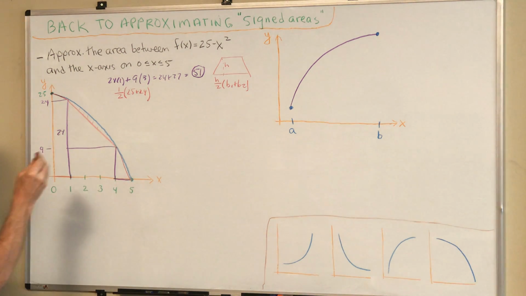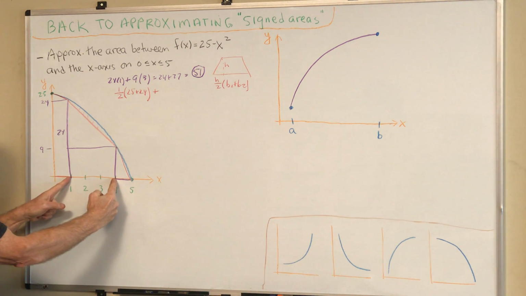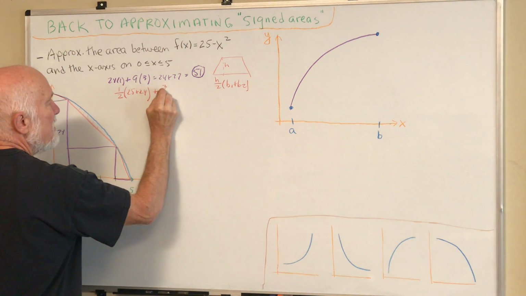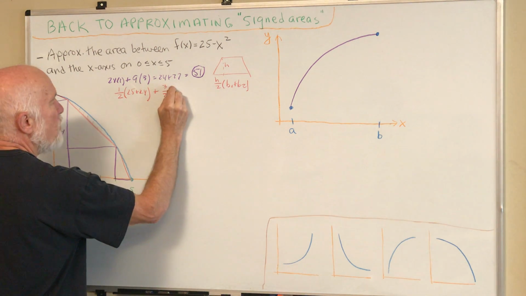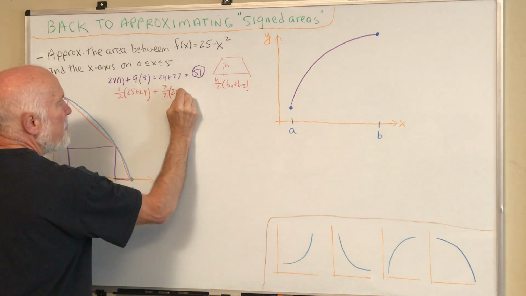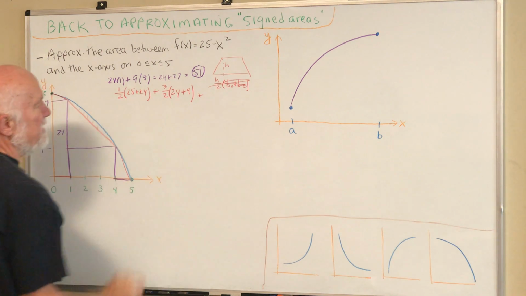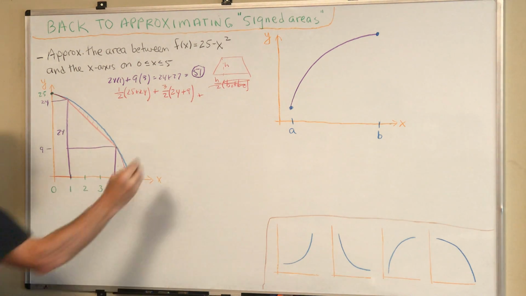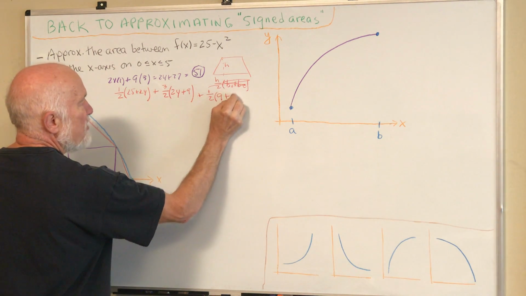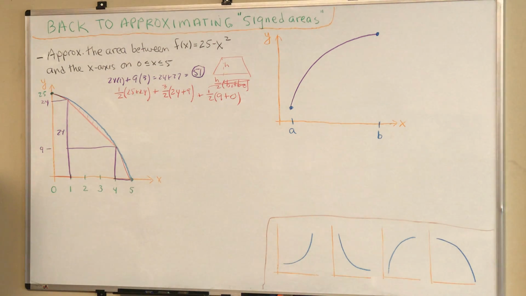And then you have another trapezoid. The height is going to be 3, that's the distance between the 2 parallel sides. And we're going to have 24 for one side, and then 9 for the other. And then in the last one, we have 1 over 2 times 9 plus 0. That last trapezoid just turns out to be a triangle.